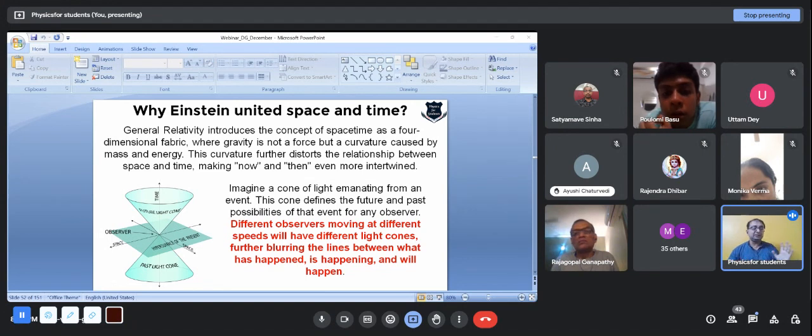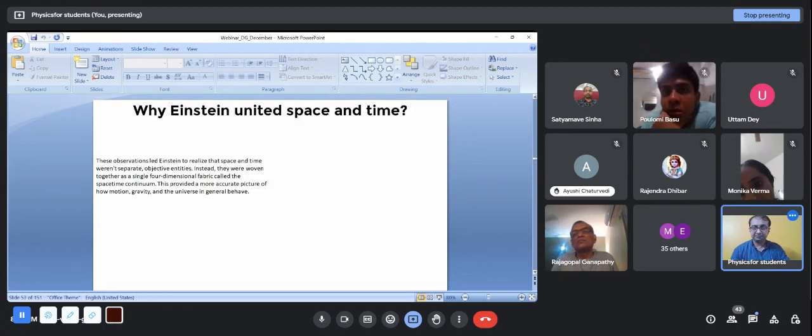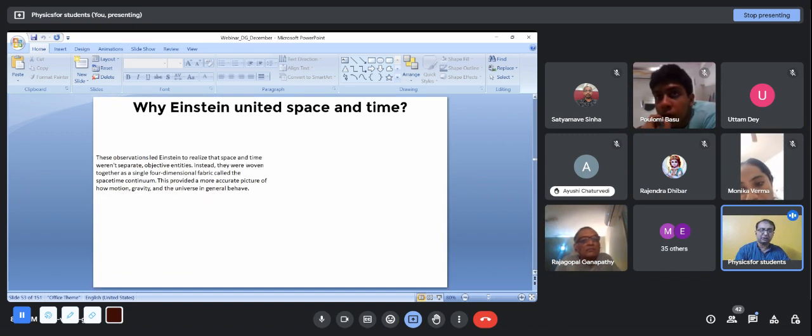So all this, and the Michelson-Morley experiment, actually motivated Einstein: if time is not different, then why should we keep time to be different and space to be different? Because otherwise the calculations will become much more problematic, right? So these are the reasons which united space and time together. Observations led Einstein to realize that they are not different, but are actually woven into one single space-time.